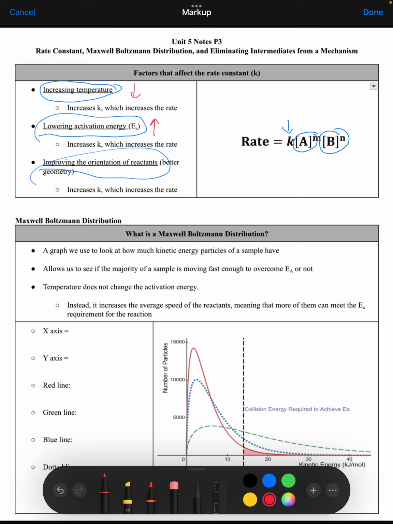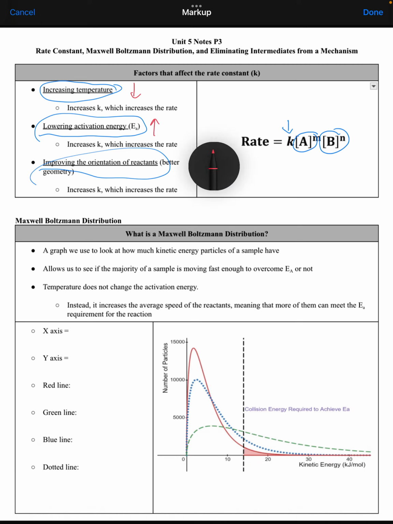So just be aware of those things, because quite often multiple choice questions are asked of you, like, if we did this to the reaction, what effect does that have on K, and what effect does that have on the rate of the overall reaction? So those are just things to be aware of.